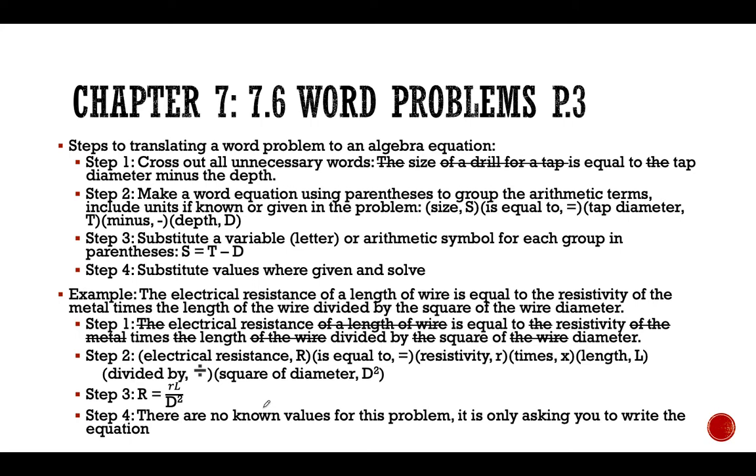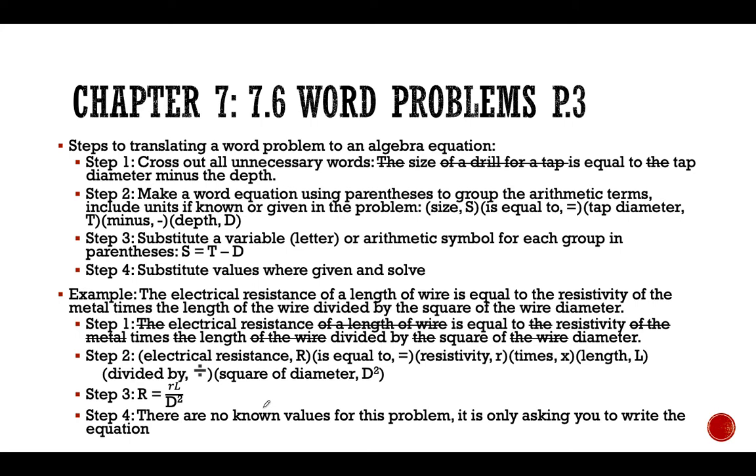Now, make a word equation using parentheses to group the arithmetic terms, and include units if known or given in the problem. Size, S, is a group. Is equal to is a group. Tap diameter, T, is a group. Minus is a group. And depth, D, is a group. Now substitute a variable, which is a letter, or arithmetic symbol for each group in the parentheses, and we come up with the math equation, S equals T minus D. Substitute values where given and solve the problem.